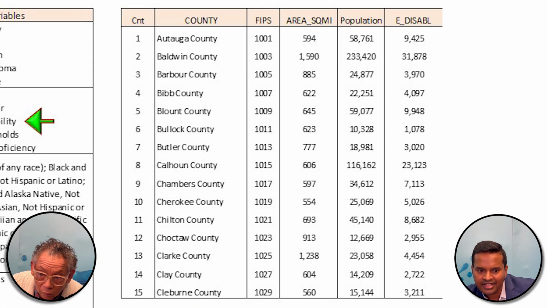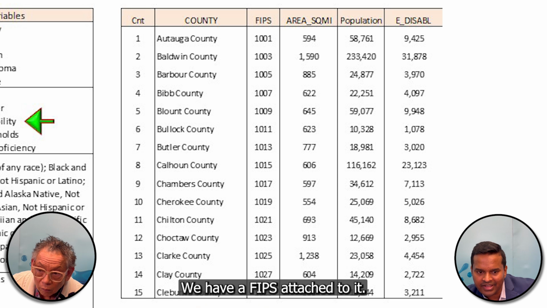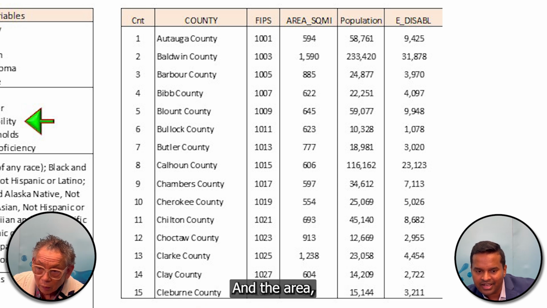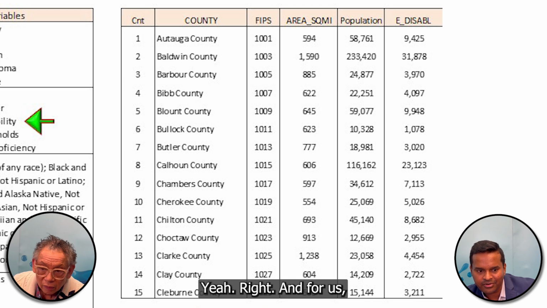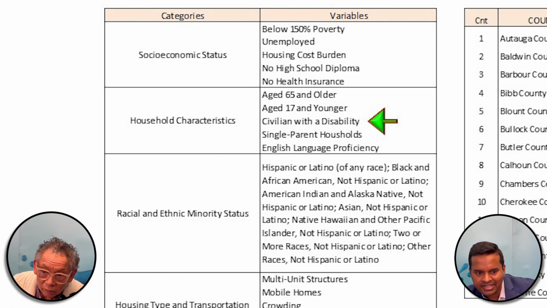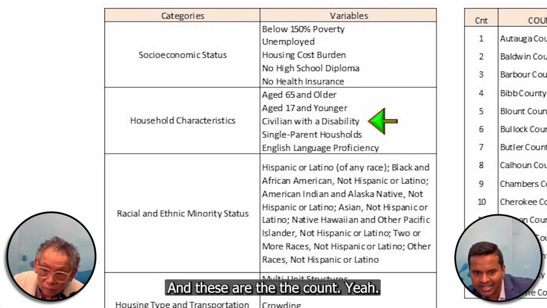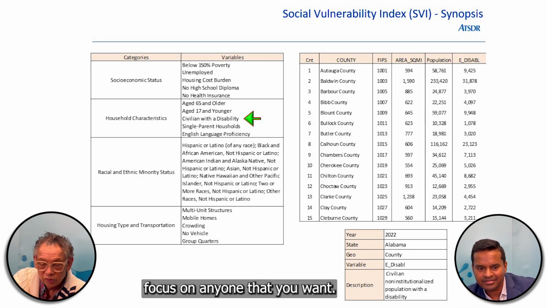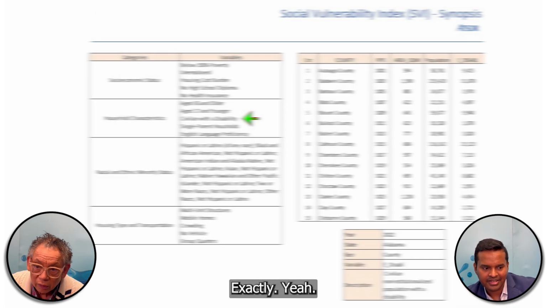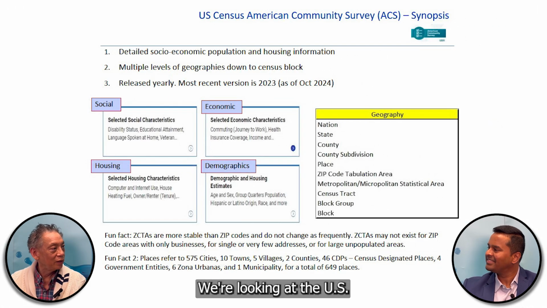This is actually how they measure it. By each county, we have a FIPS attached to it, and the area, and also the profile, population. For us, we just focused on civilian with a disability, and these are the counts. And you can focus on anyone that you want. We're looking at the US Census now.